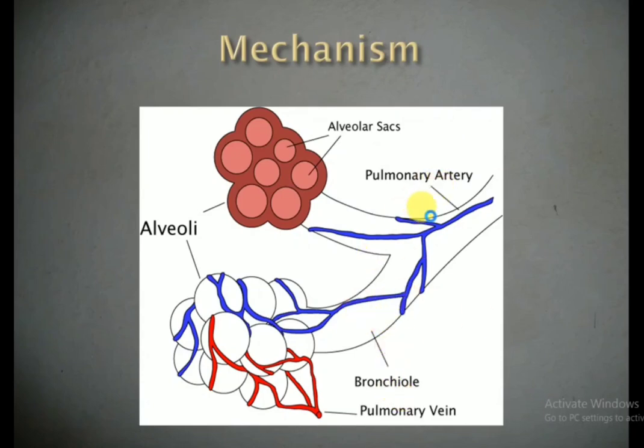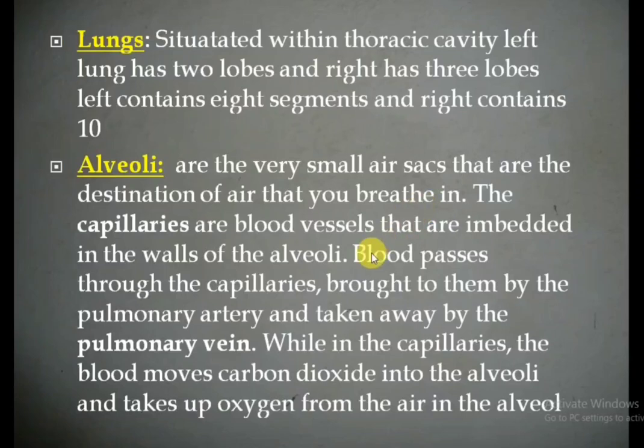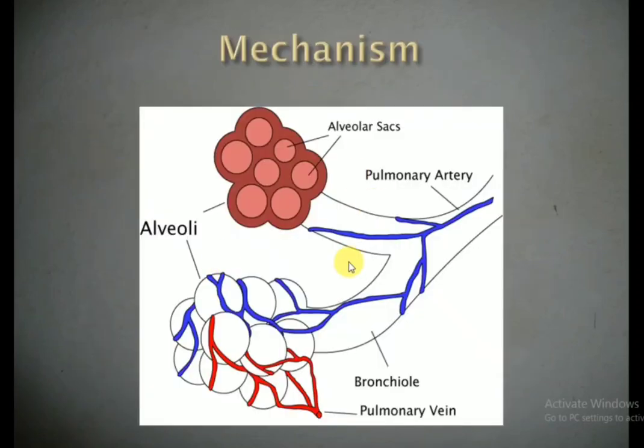This pulmonary artery takes the blood with the help of the capillaries and it enters with the help of this artery only, and the unwanted, that is, the unpurified blood, is taken away by the pulmonary vein. In these alveoli only, the carbon dioxide and oxygen exchange mechanism will happen. So this is the main part of the respiratory system.